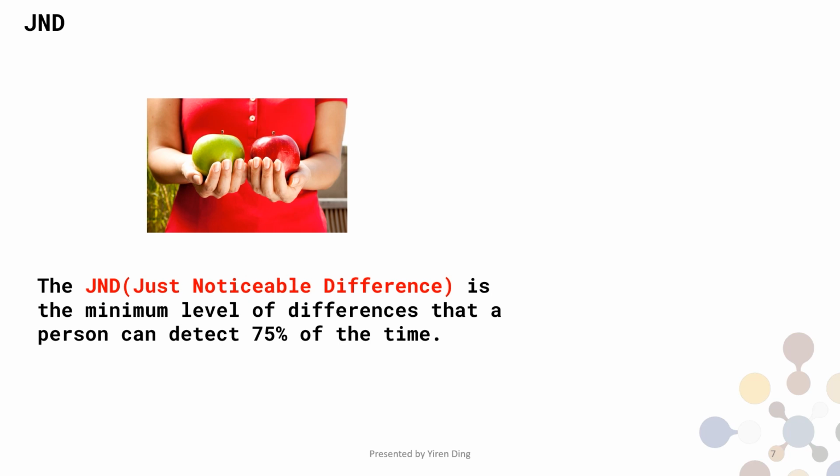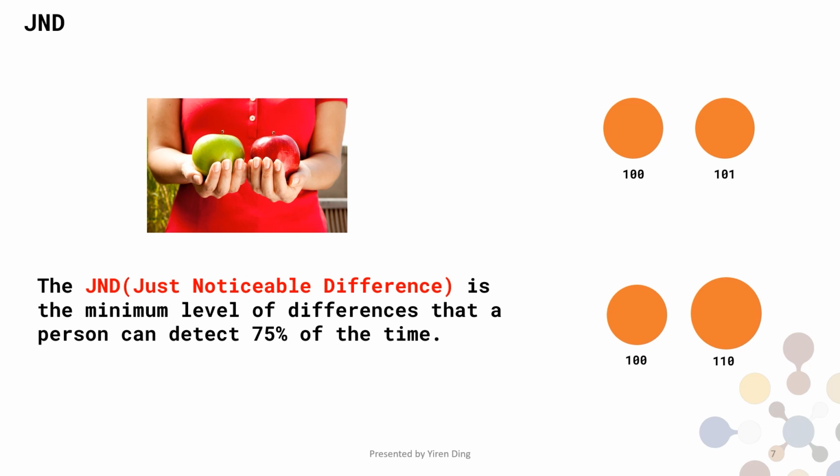Here's a simple example to demonstrate the idea of JND. Can you tell which circle is larger? I guess it is very difficult for most people, because the radius difference is only 1 pixel. It is too difficult to tell. How about this new pair? It is much easier to tell the right side circle is larger, because the radius difference is 10 pixels. So 10 pixels is a noticeable difference.